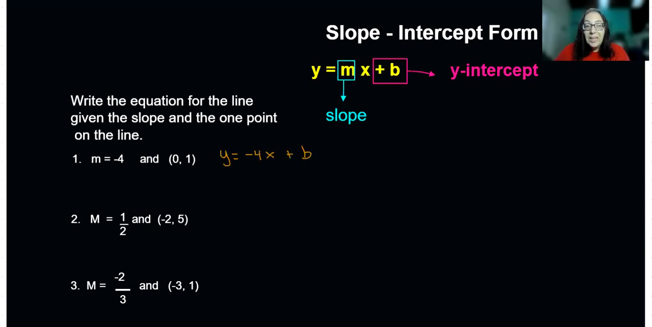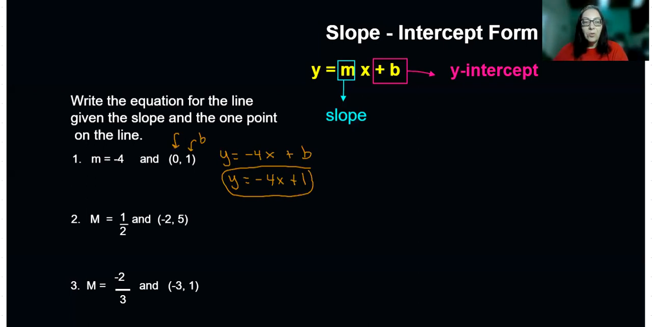Now, if the x value of your ordered pair is 0, the other number, the y, represents b. So in this case, we don't have a lot of work to do. y = -4x + 1. And that's our equation. So whenever the x value is 0 in your ordered pair, the y value is your y-intercept. Let's take a look at the next one.